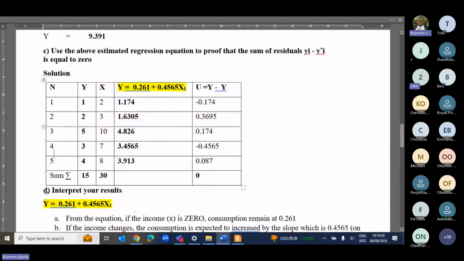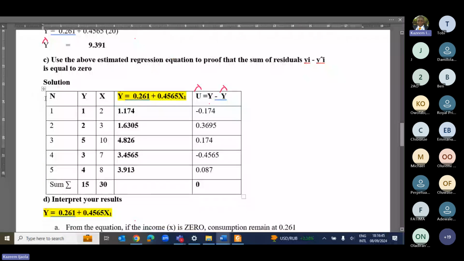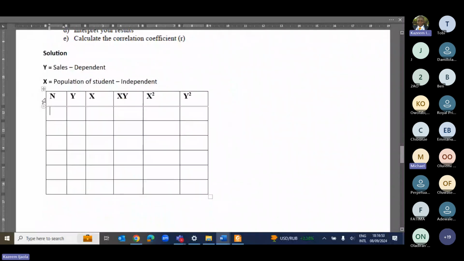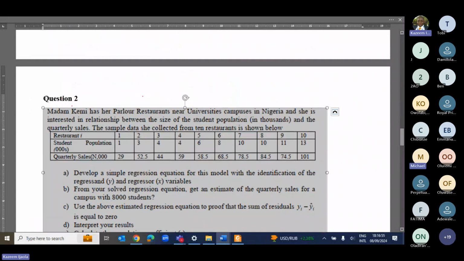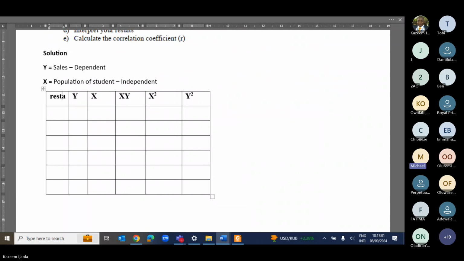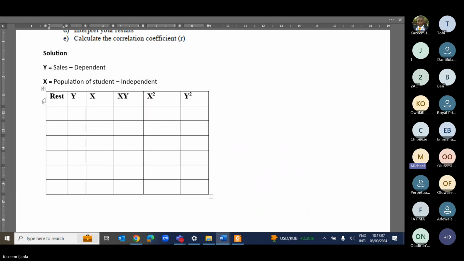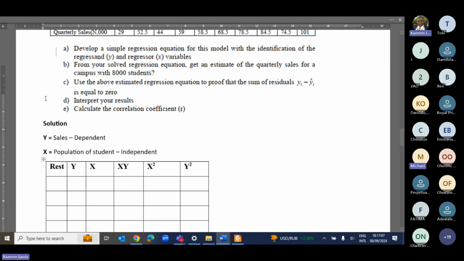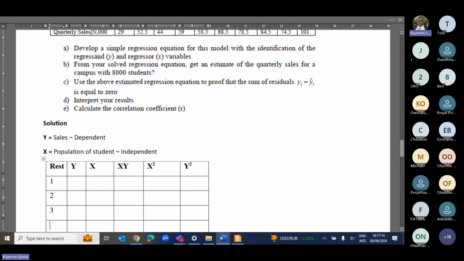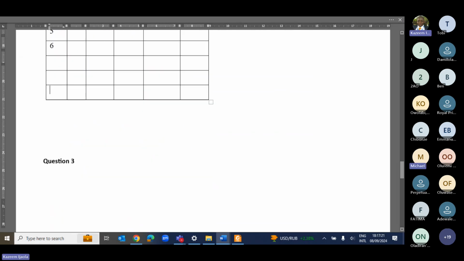Let's quickly bring out this equation now. Once we have done this, I'll let Emma speak. So this is my table. My N, I'll call it restaurants. I have 1, 2, 3, 4, 5, 6, 7, 8, 9, 10.